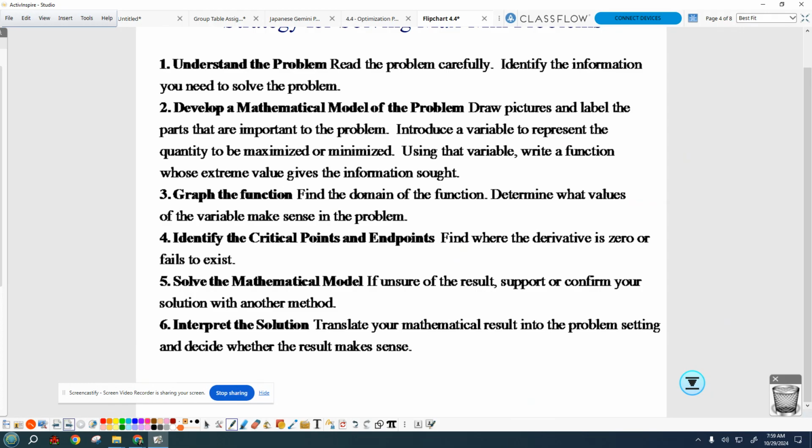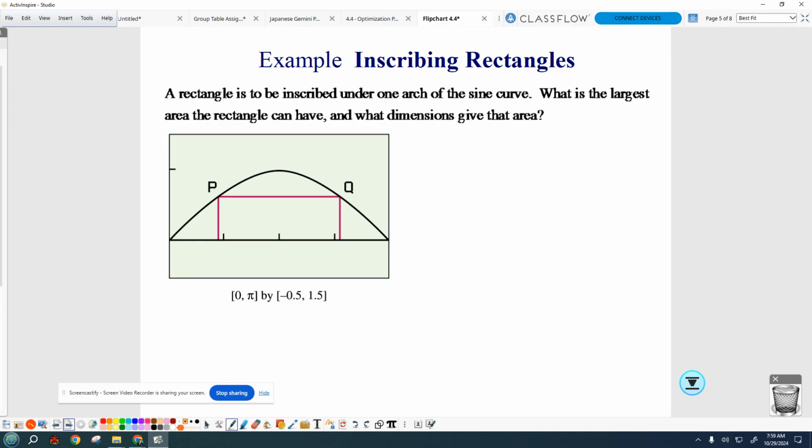So let's try this. How many of you have siblings at Cornell? No one?